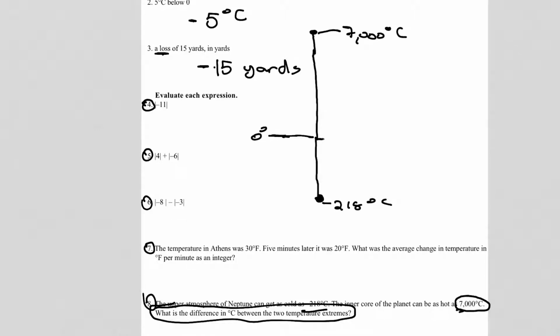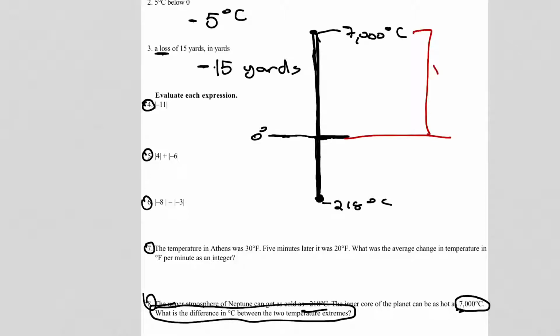Alright, well, what is the difference? Difference means the distance between the highest temperature and the lowest temperature. So how many degrees are between 7,000 and negative 218? Well, let's think about this. Let's choose a different color. Alright, so what is the distance from here to 0?